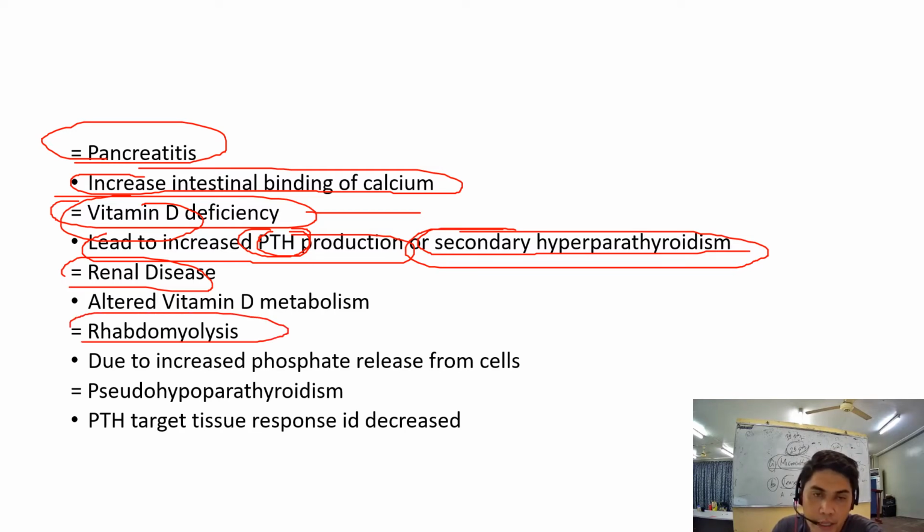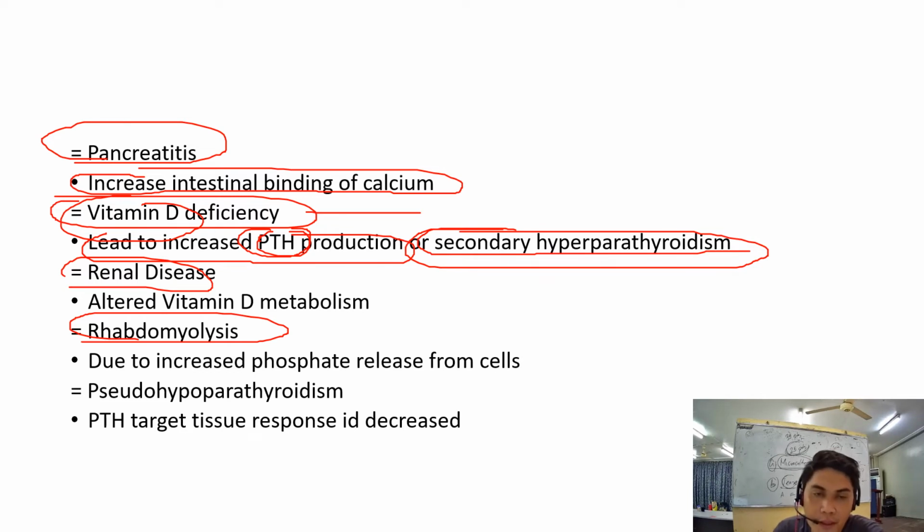Next is rhabdomyolysis. So for rhabdomyolysis, you have the release of phosphate from damaged muscle cells. Okay, and that phosphate will bind with calcium. Okay, and remember that of the three forms of calcium, the sensitive marker of hypo and hypercalcemia is the ionized one. Okay, ionized calcium, not the calcium that is bound to phosphate.